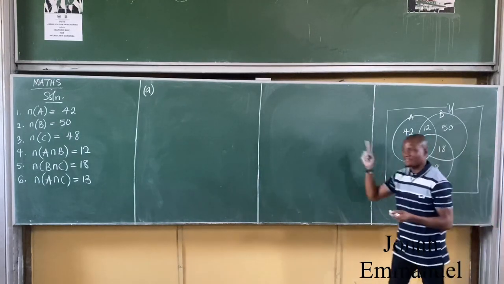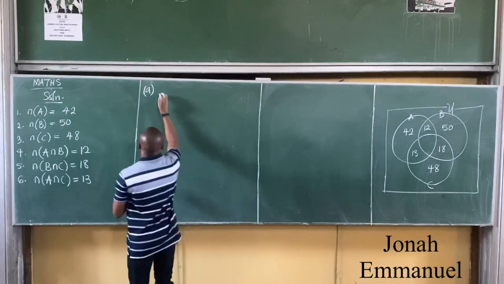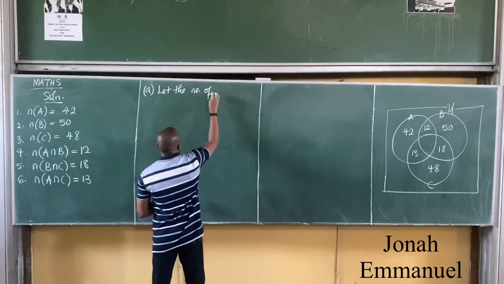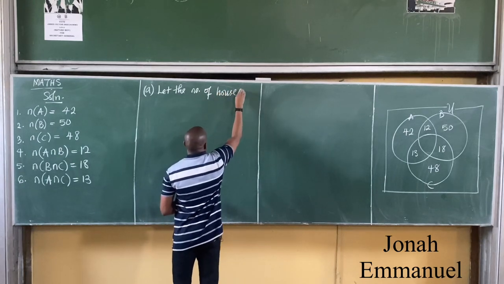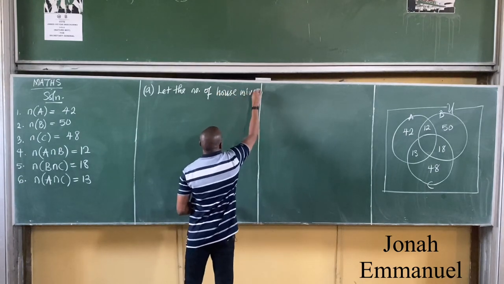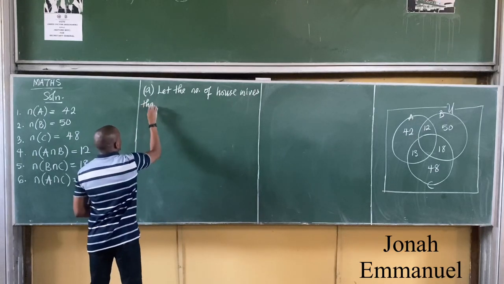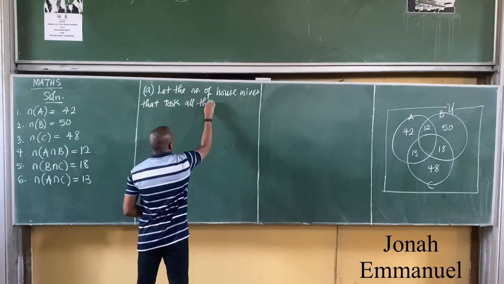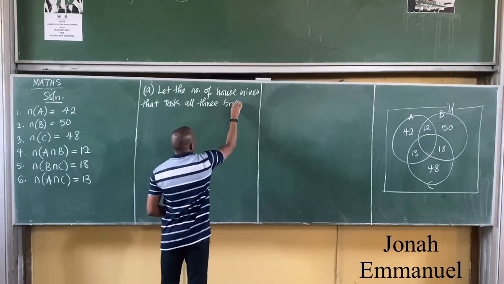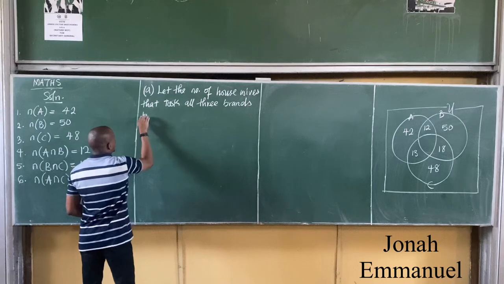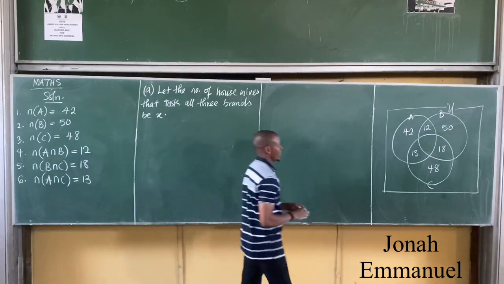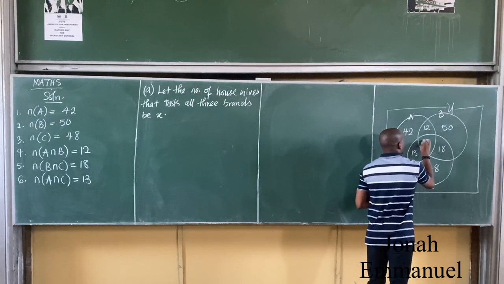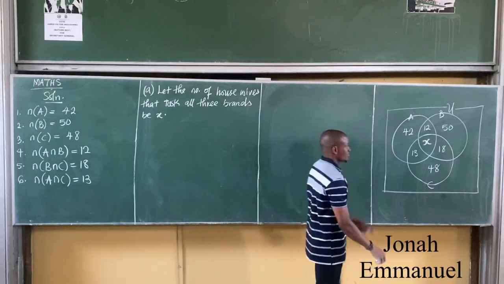What's the first task? Define it. So I'll say, let the number of housewives that took all three brands be x. So I'll come here and put x. Why? I've defined it. So after defining what x means, you can now put in x.